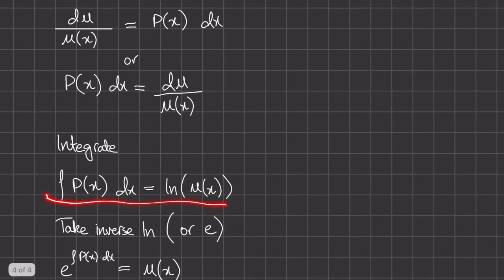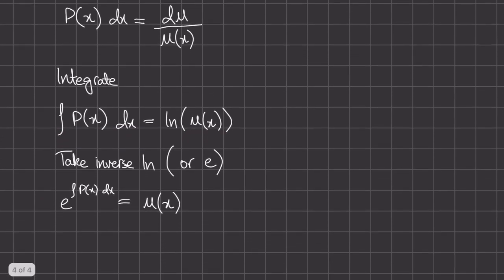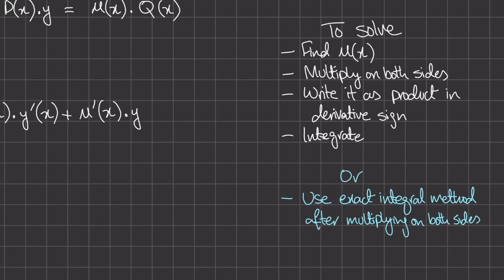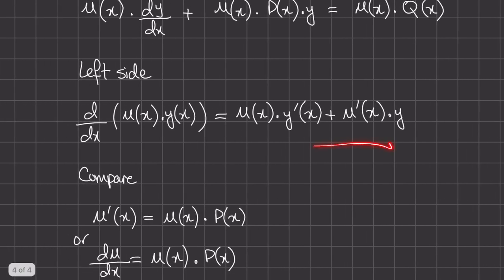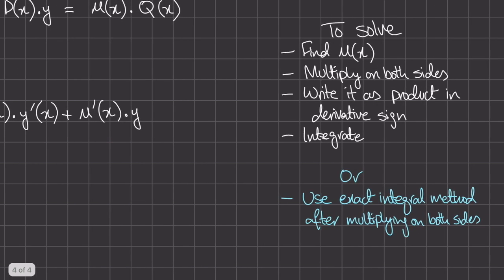Evaluating the right side gives ln mu of x. Then inverse natural log can be taken on both sides to give us the integrating factor as e to the power of the integral of p of x. Now, to solve questions, we can identify the integrating factor and write the terms as a product inside the differentiation sign as done here, then integrate both sides to get the answer. We will solve examples for all methods in upcoming videos, so no need to worry.